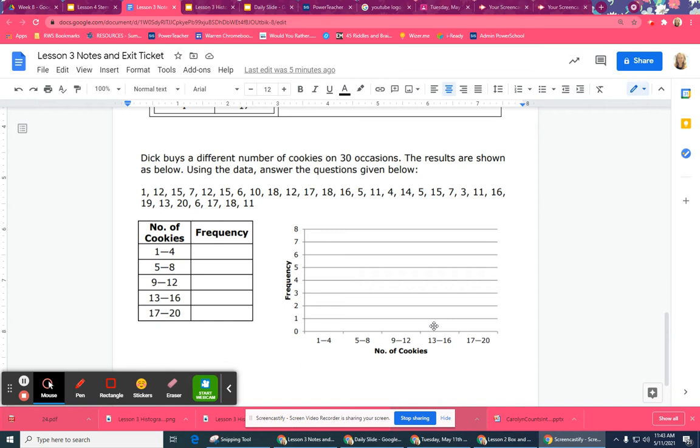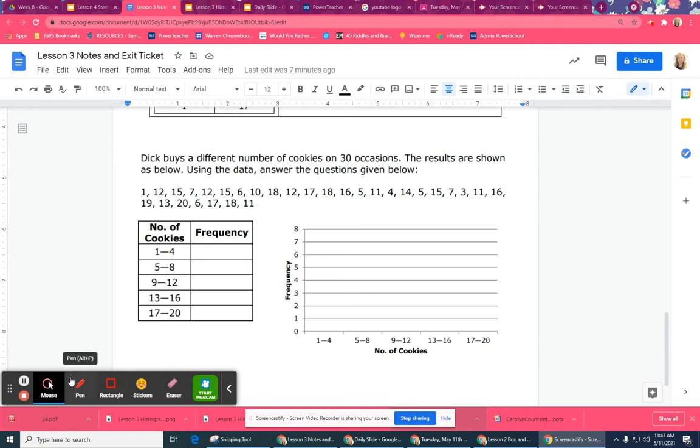It reads, Dick buys a different number of cookies on 30 occasions. The results are shown as below. Using the data, answer the given questions. So right here is a giant list of numbers. We do not need to put them in order from least to greatest for this.